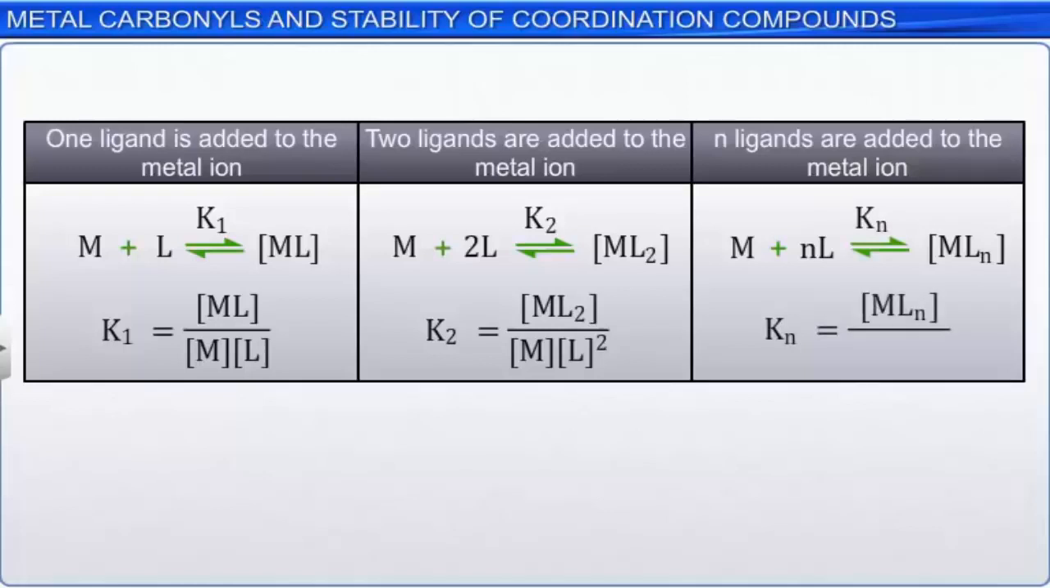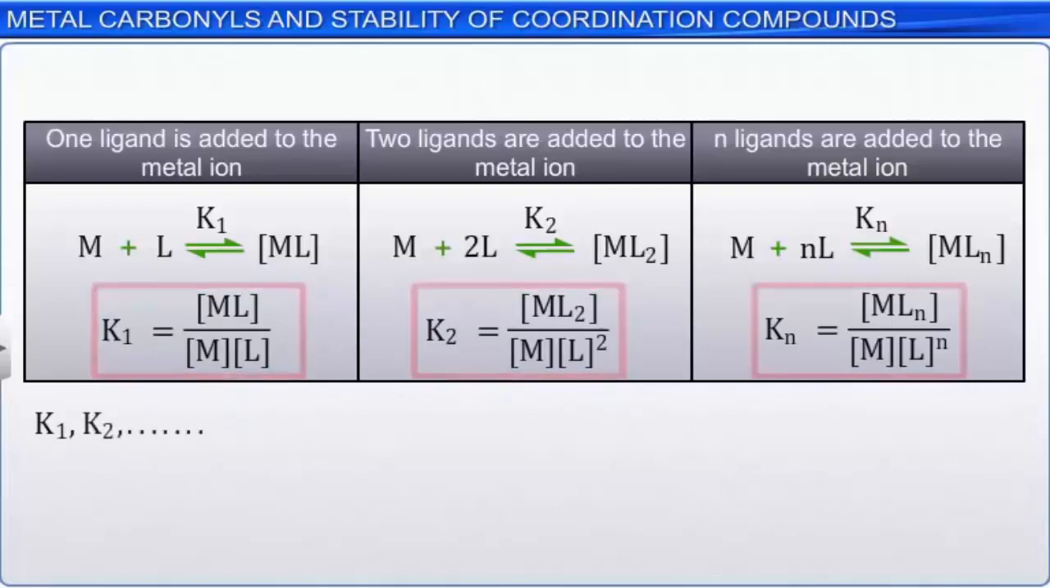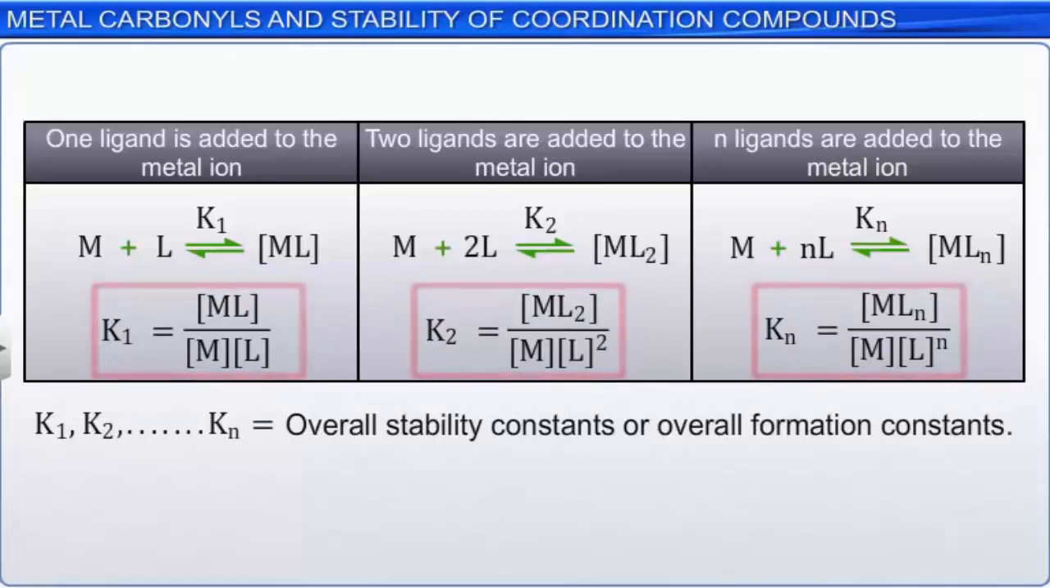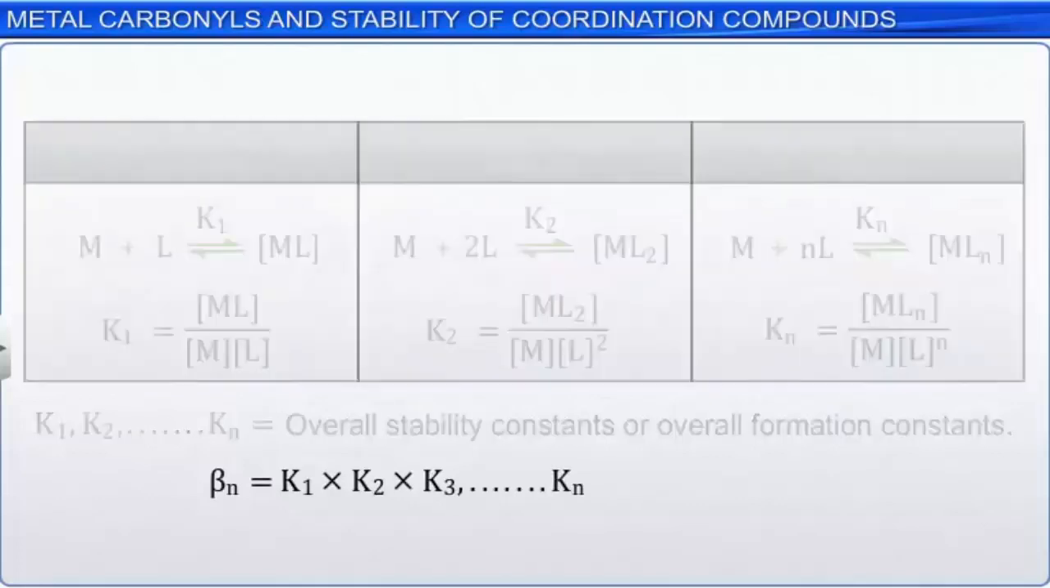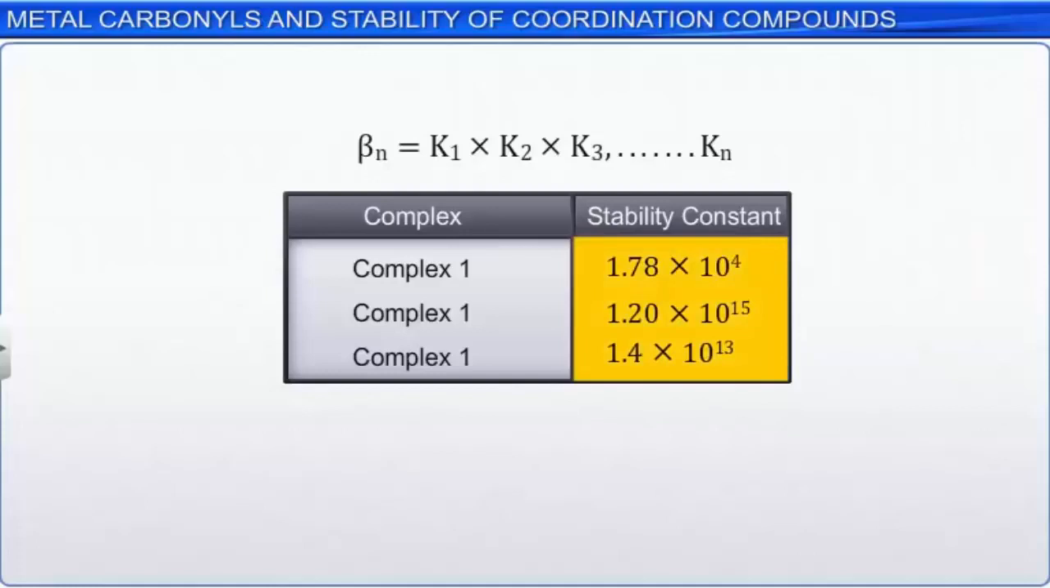The stability constants K1, K2, and Kn are known as overall stability constants or overall formation constants. The stepwise and overall stability constants are, therefore, related as beta n is equal to the product of K1, K2, K3, and so on up to Kn. Stability constants tend to be very large numbers. To simplify the numbers, a log scale is often used. Thus, the relation can be written in log scale as log beta n is equal to log K1 plus log K2 plus and so on up to log Kn.